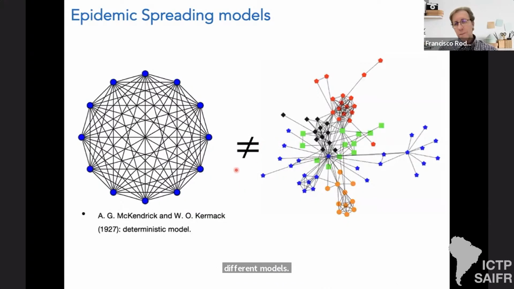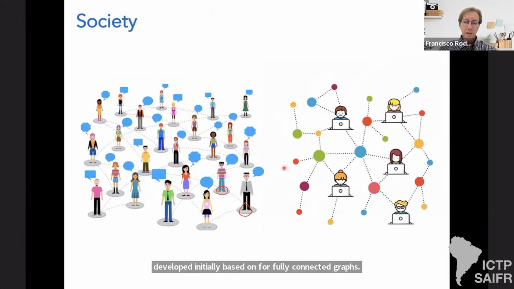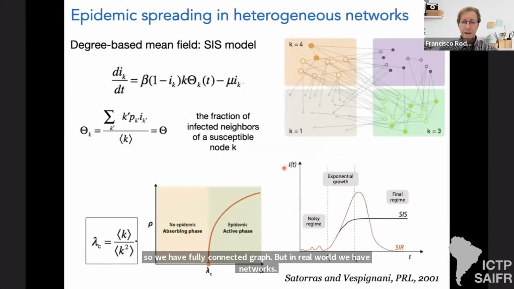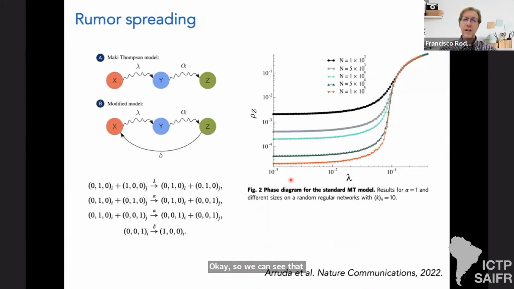The models were developed initially based on fully connected graphs, but in the real world we have networks. So what you can do is adapt the models to complex networks. Following this idea, we have different approaches, but the most common one is the degree-based mean field. Following the degree-based mean field, we can solve this set of equations and find that the critical rate of propagation of the disease depends on the network structure, on the average degree and also the second moment of the degree distribution. So we can see that synchronization and epidemic spreading depend on the network structure.